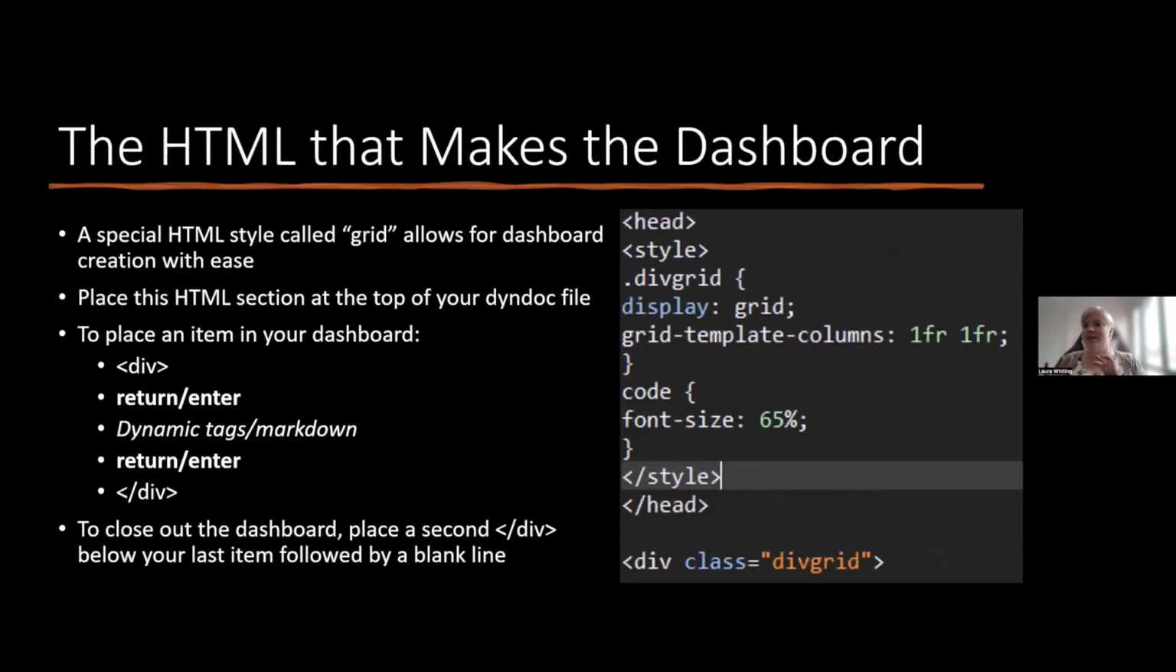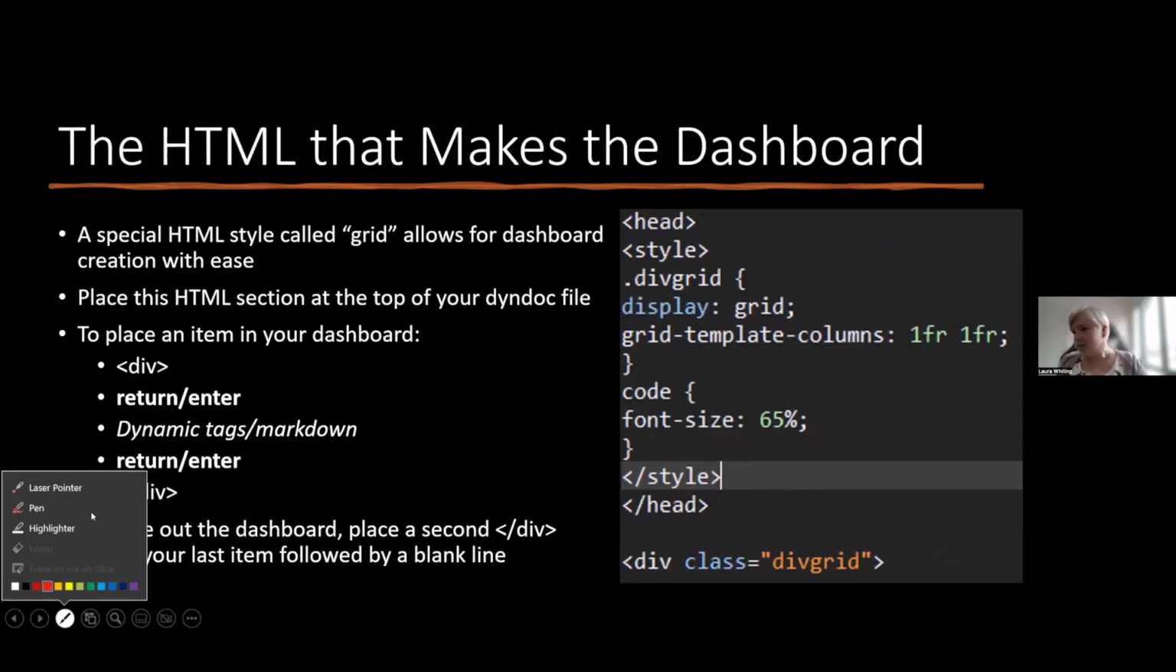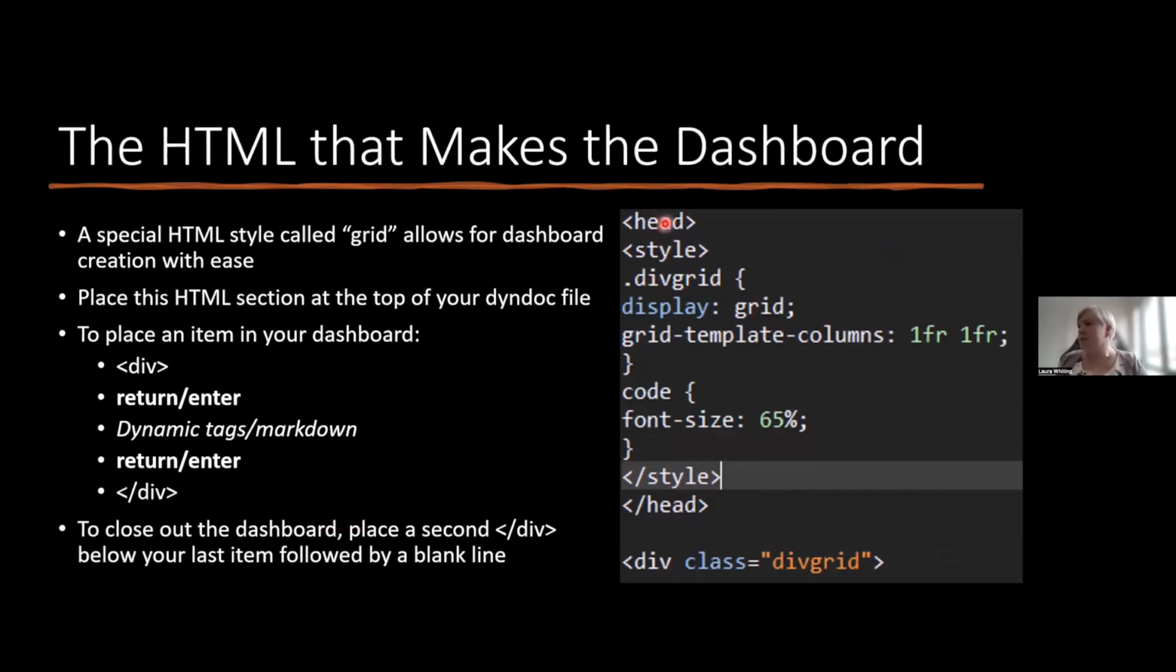So this is everything that you need to know to make your own dashboard. All of the HTML, I'll just point to it. This is all the HTML that you need to know on this page. And this all works using a special style called a grid, which you can see here. This is what's called a class, and it just encompasses everything that's going to go within the dashboard. So display grid is what makes it a grid, and then grid template columns is what sets the number of columns that you have.